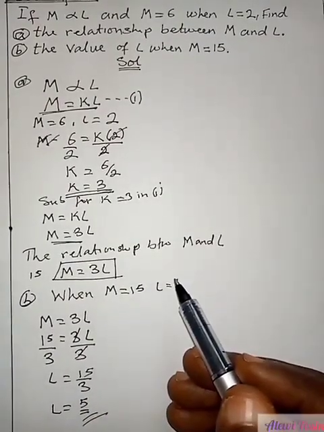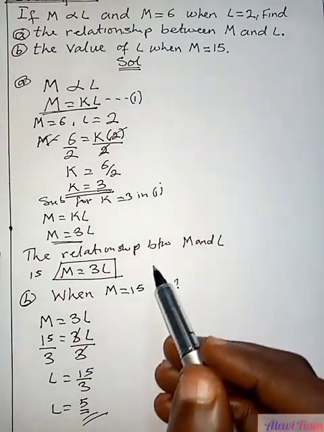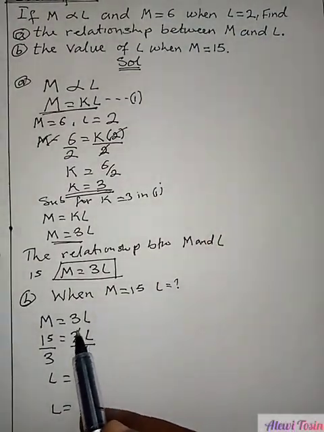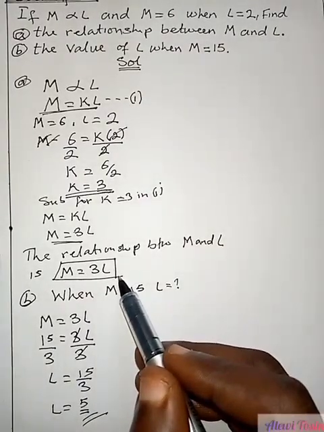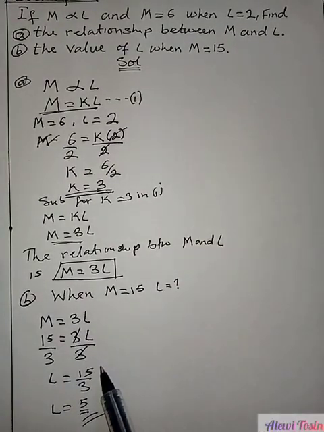Then solve for the new given, when M equals 15, you are told to find L. So we solve for that still inside the relationship between M and L that you've determined at first.